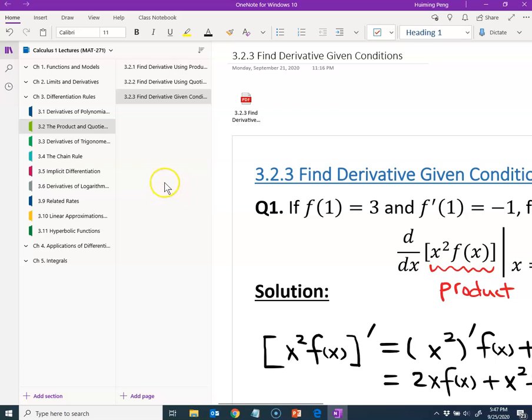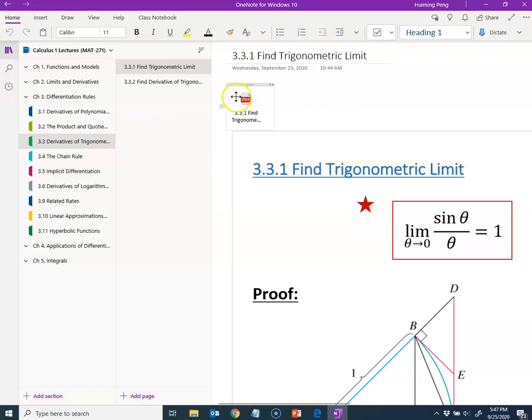In the next video, we are going to deal with trigonometric limits. This is the most important formula, which is the foundation for derivatives of trig functions.